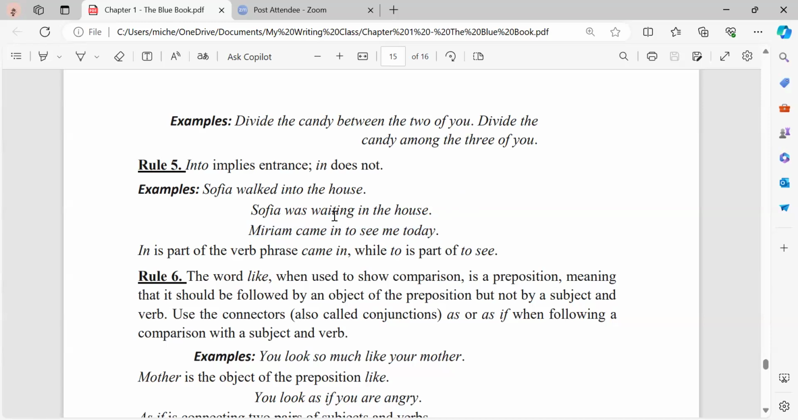The words right here have a space because they are completely different words. It's not "into". It's just "in" and "to", not "into". So "in" is the verb phrase of "came in". Miriam came in, and then the other one is "to see". So "to" is part of "to see". So it is not "into" right here. It is "came in" and "to see". So this is why it's Miriam came in, space, to see me today.